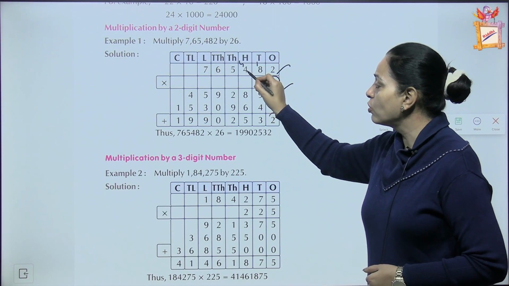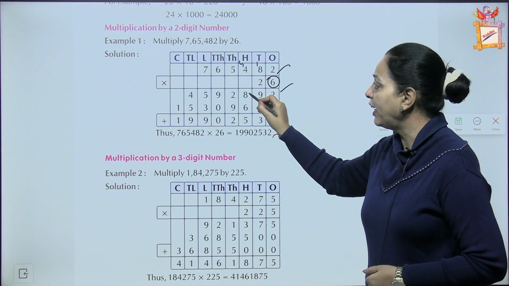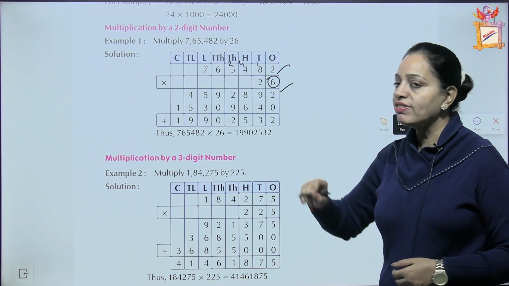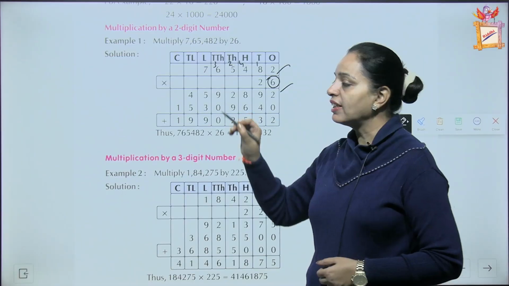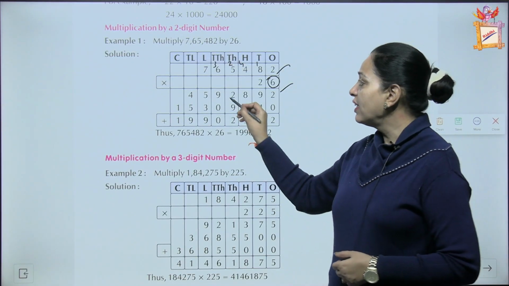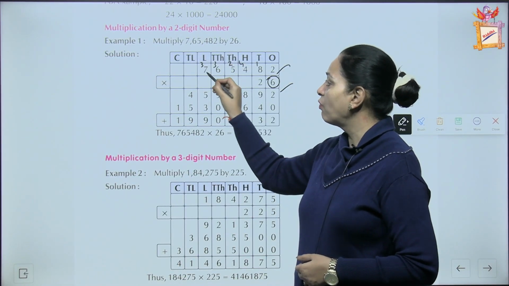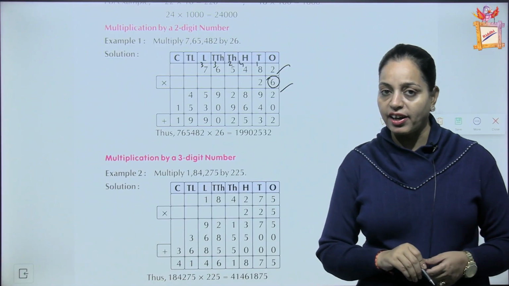6 8s are 48 plus 1, 49. 4 carry. 6 4s are 24 plus 4, 28. 8 here, 2 carry. 6 5s are 30 plus 2, 32. 2 here, 3 carry. 6 6s are 36 plus 3, 39. 9 here, 3 carry. 6 7s are 42 plus 3, 45, right?